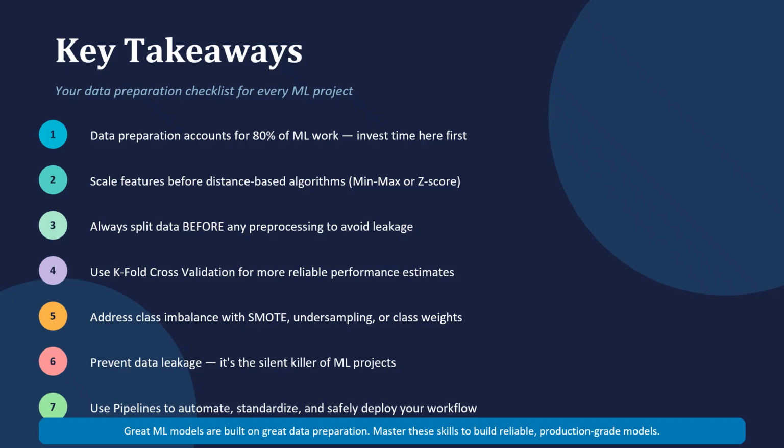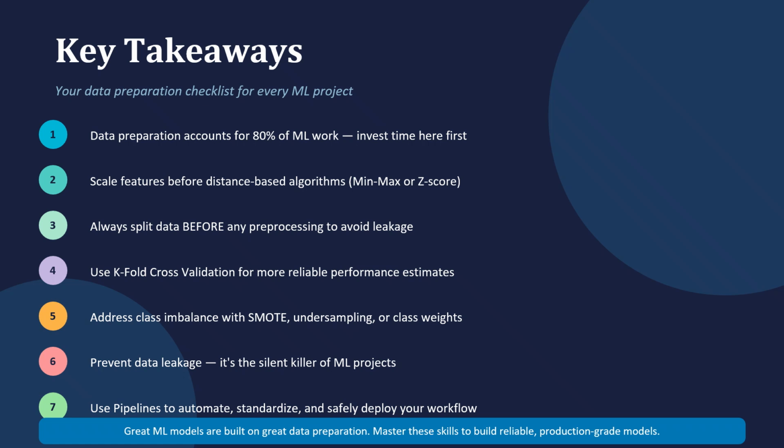So the key takeaways. What are the 7 key concepts we have covered in this presentation? First, why data preparation? 80% of ML work is data preparation. So garbage in equals garbage out. Second, feature scaling. Use min-max normalization, 0 to 1 range, or standardization, mean equal to 0, standard deviation equal to 1. Required for KNN, SVM, neural networks, logistic regression, not required for tree-based models.